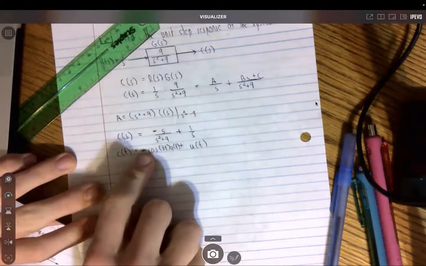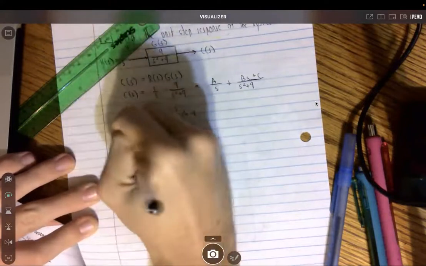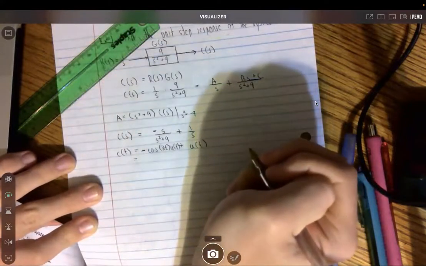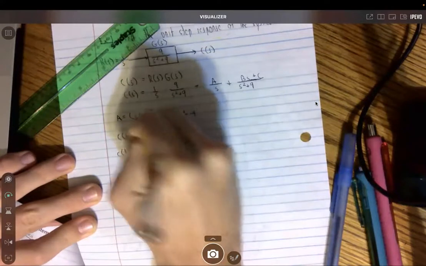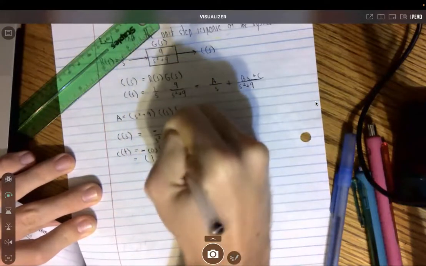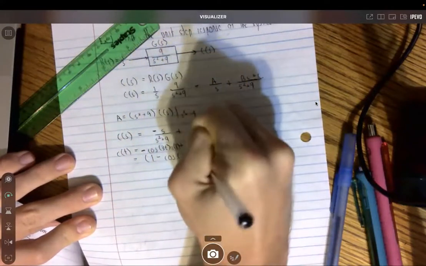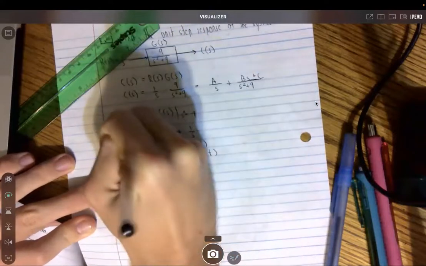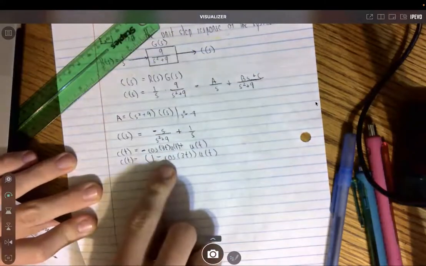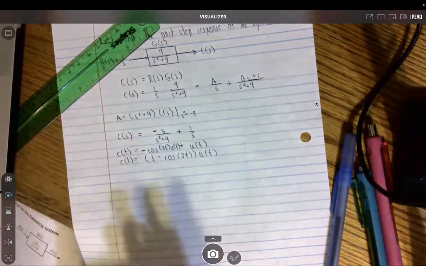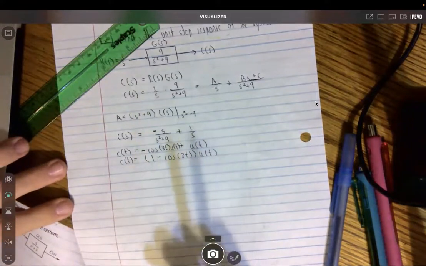And so what you have to do from here is take out the u(t) common to both terms. So for your answer, you'll get 1 minus cosine of 3t, u(t). And that will be your response in the time domain. And so when you graph that, you're going to see a cosine waveform.